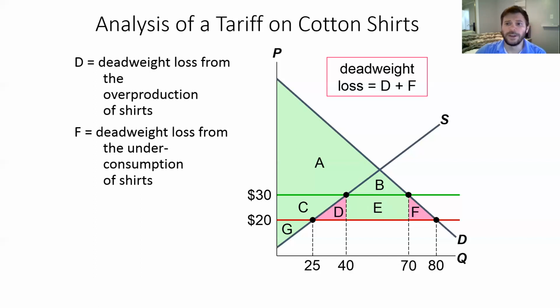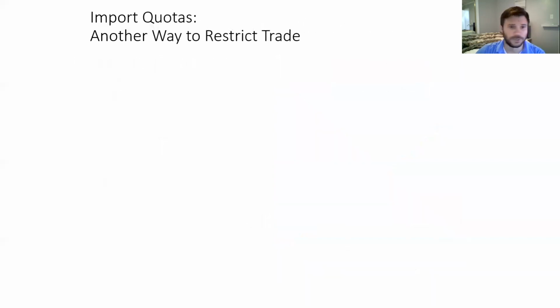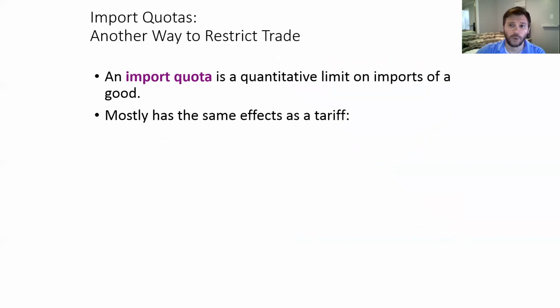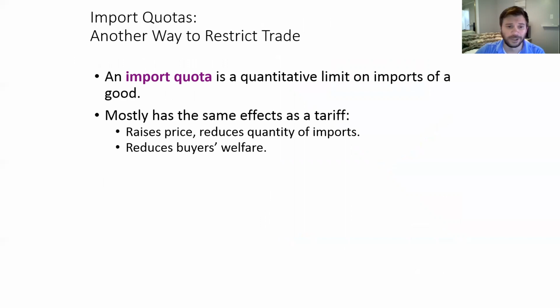Okay, there is another way to restrict trade that's also been implemented, and this is something called an import quota. We're going to just mention this very quickly because qualitatively it's got a lot of the same properties as the tariff in that the quota, which is a mandated restriction on the quantity of imports, this winds up having the same effect. It raises the world price from the perspective of the domestic market. It reduces the quantity of imports. It hurts the buyer's welfare and increases the seller's welfare a little bit.